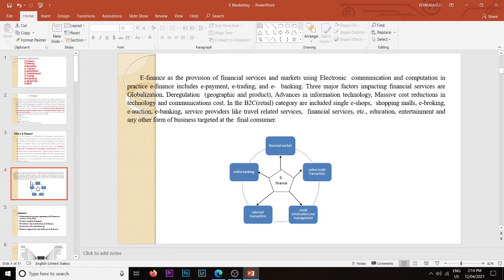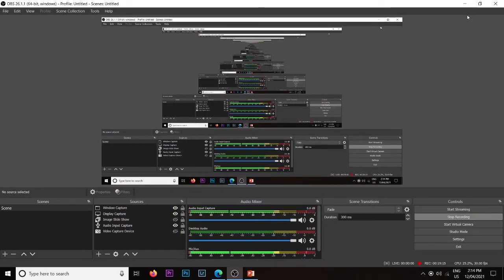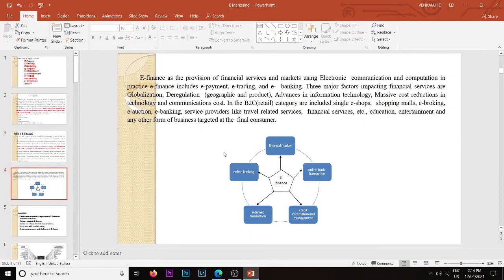Service providers like travel related services. So, e-finance and travel related services. What is the relation? I want to book a ticket in yatra.com. Then what will I do? I will open it and select the source and destination. Later, based on that, I will generate a ticket. I will pay the money through my debit card or credit card or net banking or Paytm, whatever. So that is the integration of tourism with e-finance.